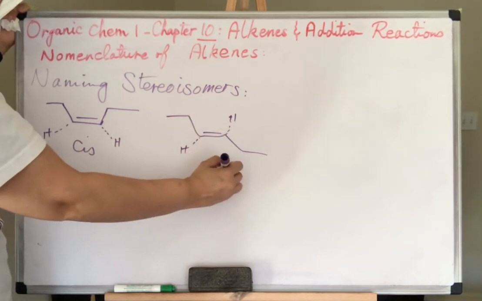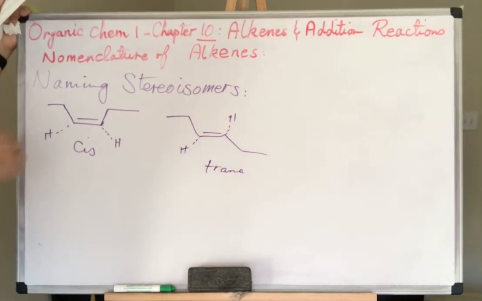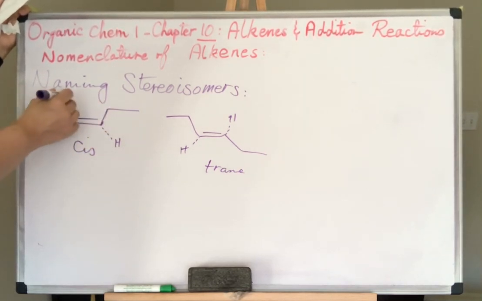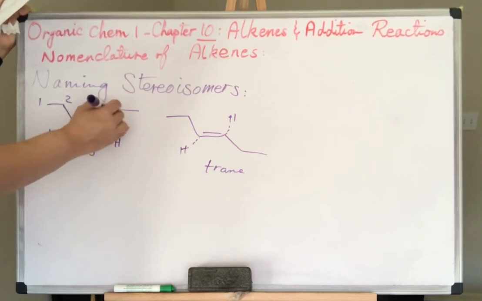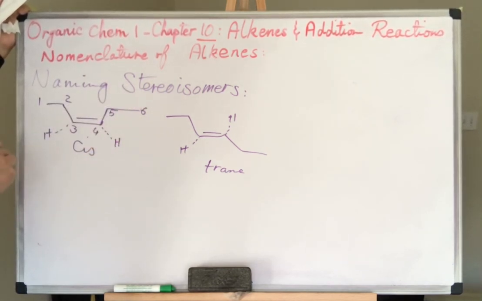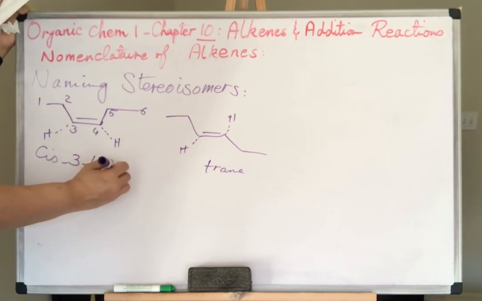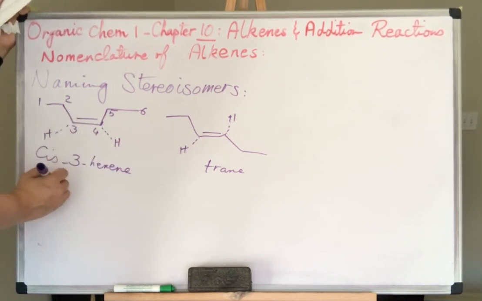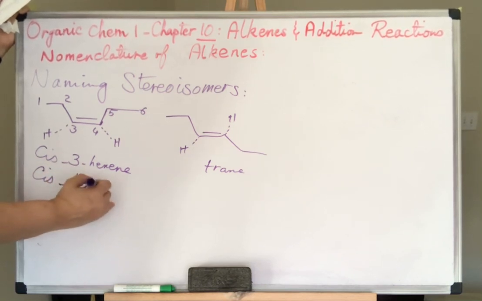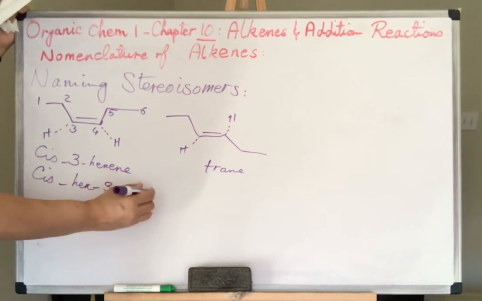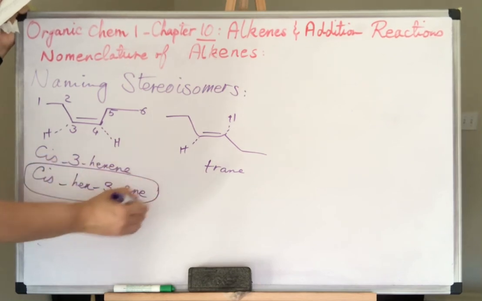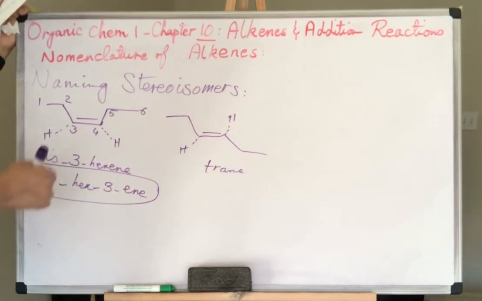It was trans. Now we can name them now. These are the carbons, right? So 1, 2, 3, 4, 5, 6. Now naming them makes more sense. So this is 6. You can either say 3 hexene, or you can say cis hex 3ene. This is a newer way of naming, but both of them are correct.